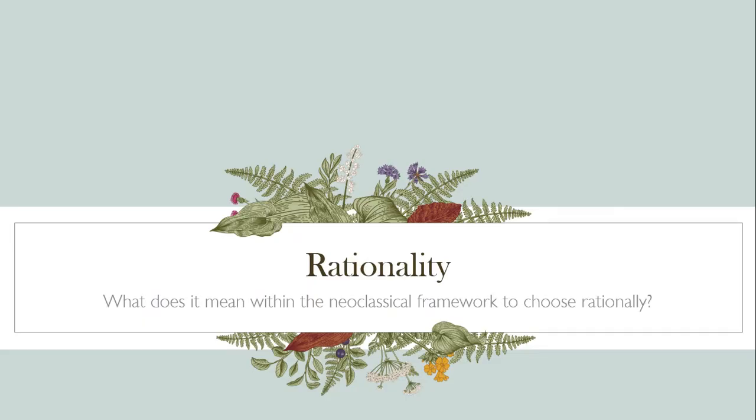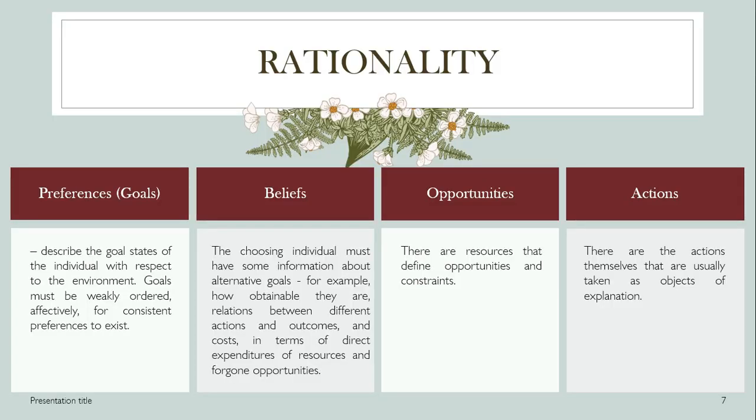So, in the next couple of slides, we will deal with rationality and efficiency. First, we will discuss rationality. What does it mean within the neoclassical framework to choose rationally? To answer this question, we must first introduce some subsidiary concepts, which are preferences, beliefs, opportunities, and then the fourth one is actions.